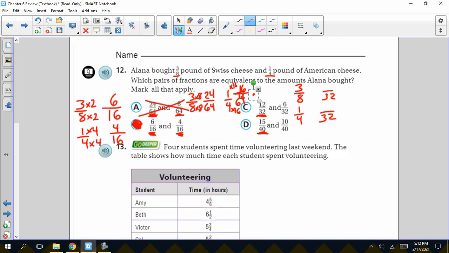We're going to do 8 times 4 to get 32, so we do 3 times 4, which is 12. 4 times 8, so I do 1 times 8, which is 8. The 12/32 matches, but 6/32 is not 8/32. It should have been. So this does not work. You don't want to fill that in. It does not work here.